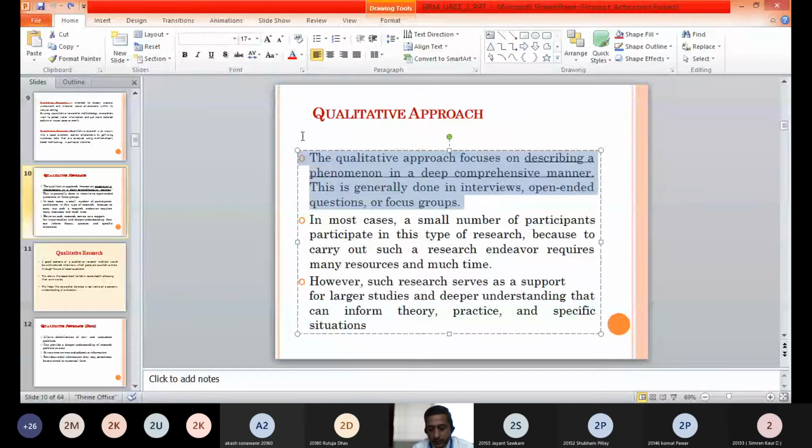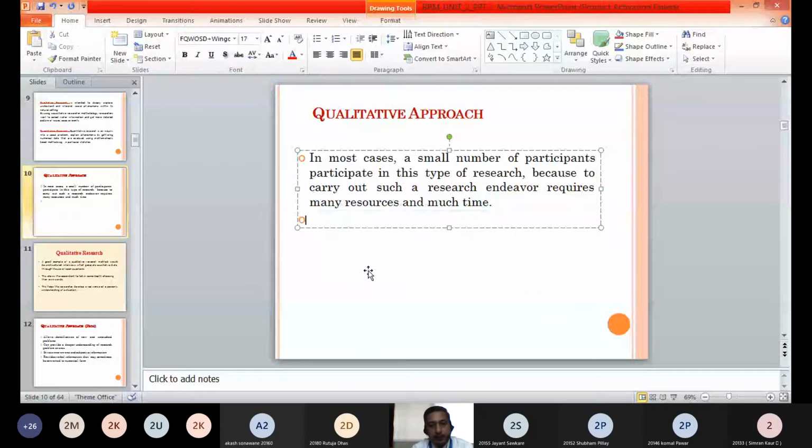Then in most cases, a small number of participants take part in this type of research. In qualitative research, in most cases, a small number of people are involved as respondents, because carrying out such a research endeavor requires many resources and much time. This type of interview or collection of information from a small number of participants requires much resources and time.